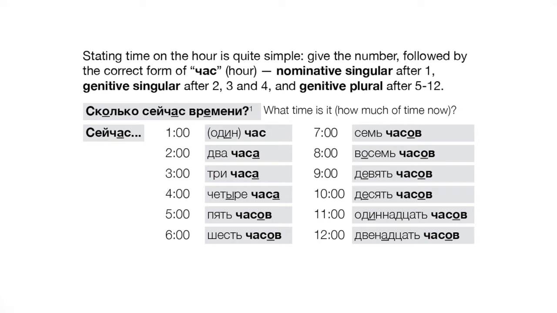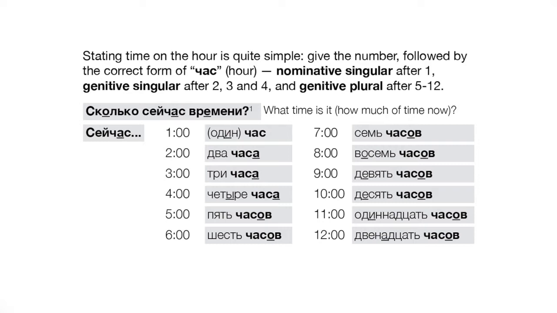Stating time on the hour in Russian. So this is fairly simple. And today we're answering the question, "Сколько сейчас времени?" How much time is it now? Or if we look more closely, "Сколько," we're asking about quantity, how much, and so we get a genitive, how much of time. "Сколько времени?" Now, время, the noun for time, is a strange type of noun in Russian.